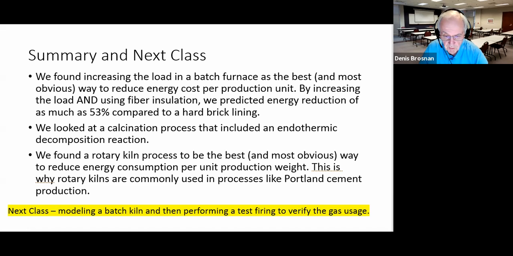Next class, we're going to look at another batch kiln. This is the big kiln in my laboratory at the university. We're going to run it in a simulation and figure out how much energy is required. And then we're going to do a test firing and read the gas meter before and after the test and see how accurate it was. So that should be interesting to you. We were in essence testing the model.